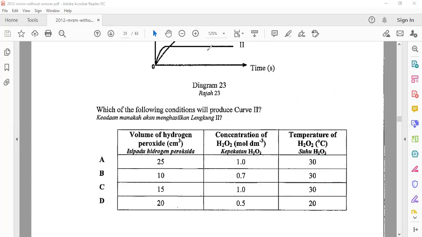Any problem? Any more problem for this set? No? Okay, thank you very much. So we have already completed the discussion on this set.